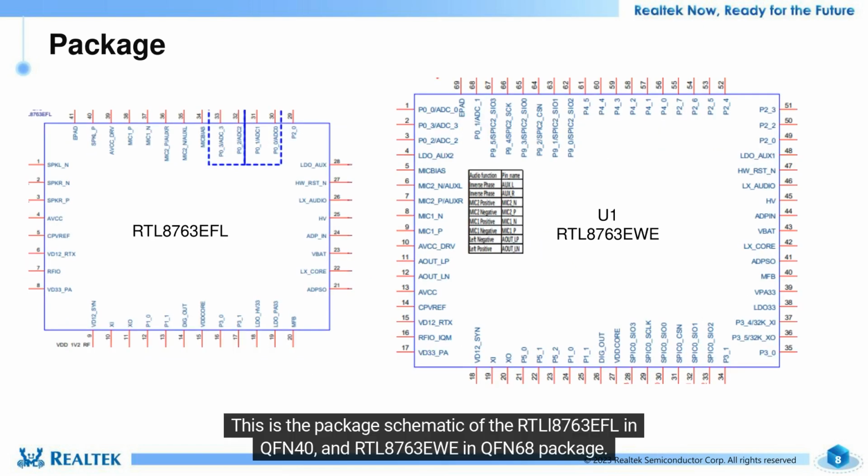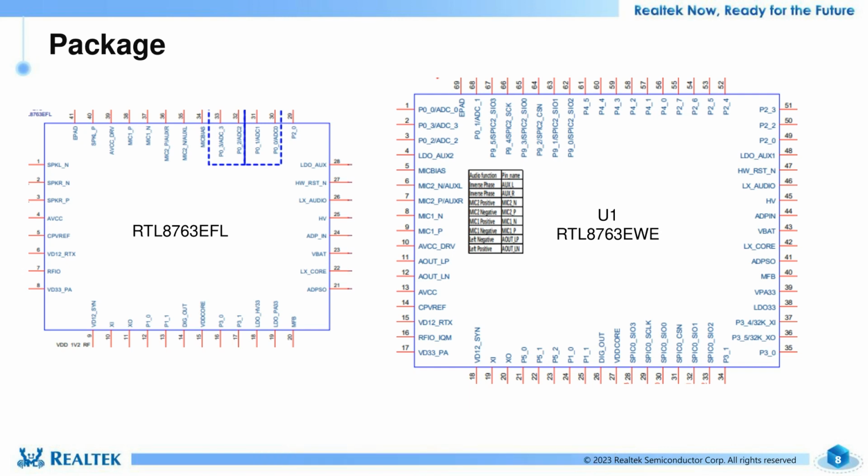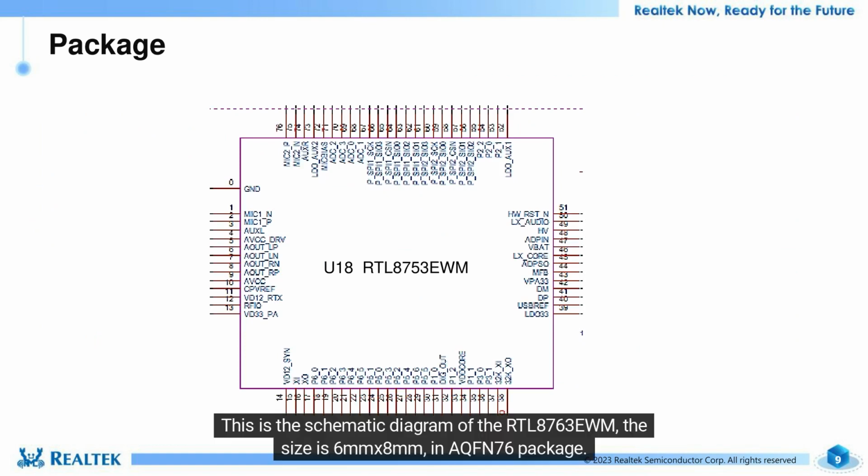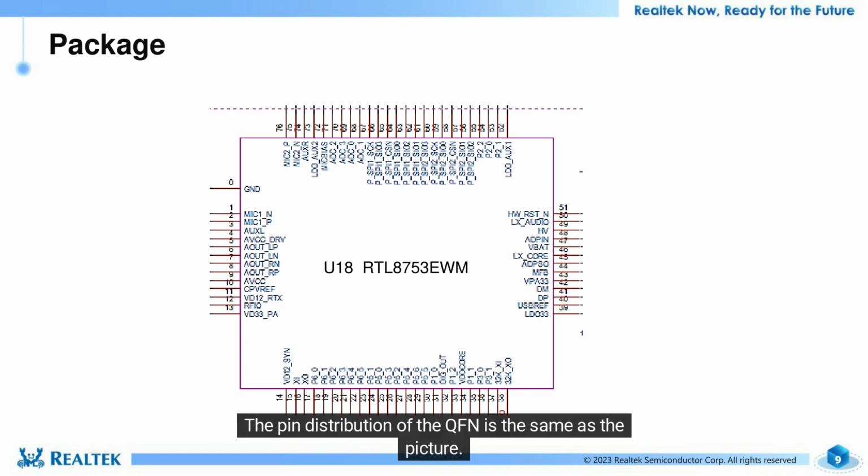This is the package schematic of the RTL8763EFL in QFN40 and RTL8763EWE in QFN68 package. This is the schematic diagram of the RTL8763EWM. The size is 6mm by 8mm in a QFN76 package. The pin distribution of the QFN is the same as the picture.